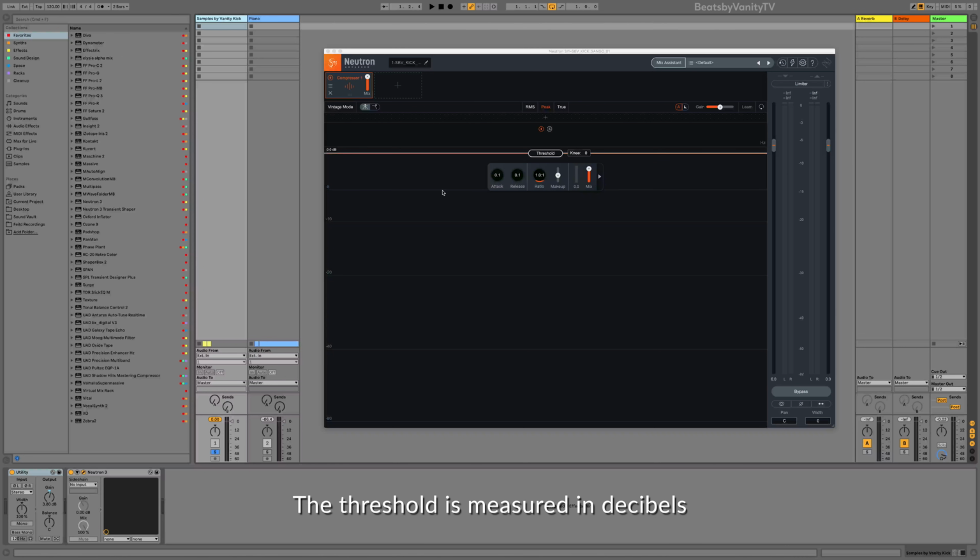The threshold is measured in decibels, abbreviated dm. No, that is not an M, that's a B. Okay, hang on. The threshold is measured in decibels, abbreviated dB, okay?